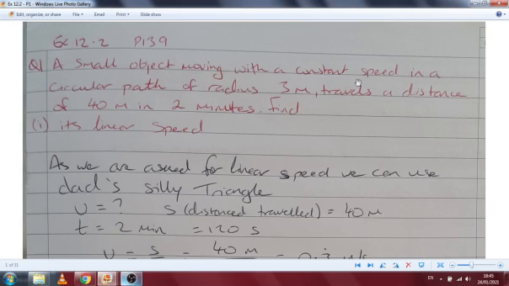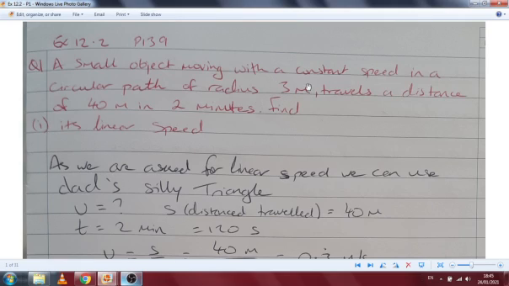So we're going to start off with this question here. A small object moving with constant speed in a circular path of radius 3 meters travels a distance of 40 meters in 2 minutes. Find its linear speed. Again, we've got to break this down and see what we're given. We'll need to figure out what constants we're given, what formulas we can use, and what we need to find.